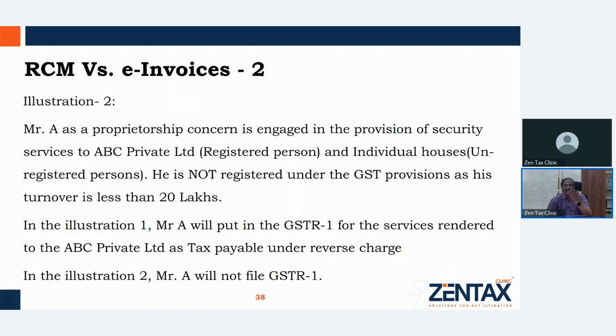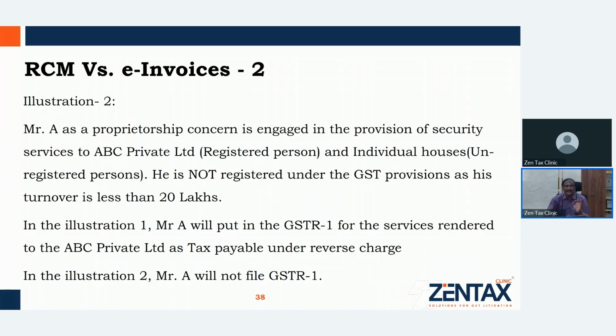So here I am saying, ABC. Say A is a proprietorship, ABC is a private limited, he is not registered. A is not registered because in this case it is less than 20 lakhs. So when he is registered, he must issue a tax invoice or bill of supply, and then he has to indicate reverse charge has to be paid. So that is the important criteria.